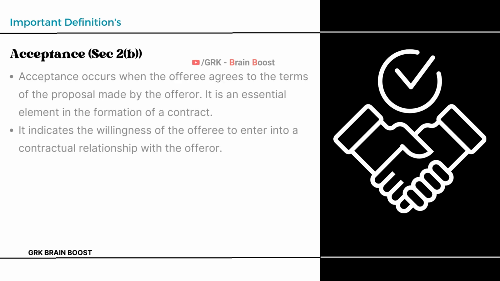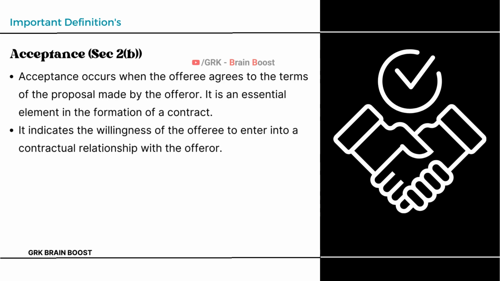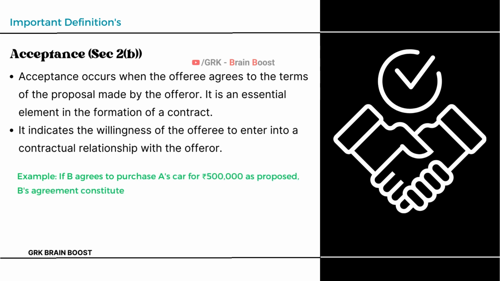It occurs when the offeree agrees to the terms of the proposal made by the offerer. It is an essential element in the formation of a contract. It indicates the willingness of the offeree to enter into a contractual relationship with the offerer. For example, if B agrees to purchase a car for 5 lakhs as proposed, B's agreement constitutes acceptance. By accepting the offer, B acknowledges and agrees to the terms laid out by A.